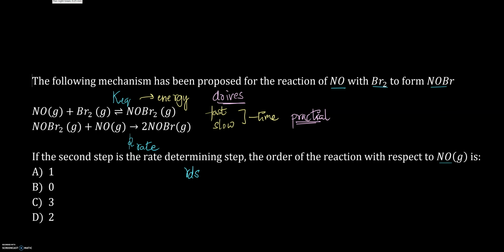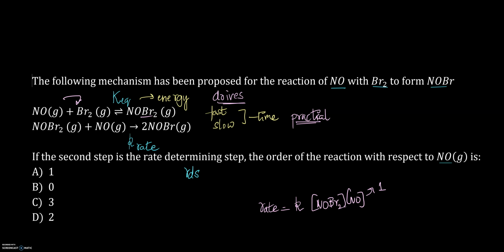If the second step is rate determinant step, the order of the reaction with respect to NO is what? It looks like the rate could simply be written as the rate constant k times NOBr2 times NO, which means that the order would probably be 1. This is not the correct answer because this is not the overall order. NO is also reacting with Br2 to give you NOBr2 in the first place. So if you jump the gun here, you could get this incorrect very quickly.